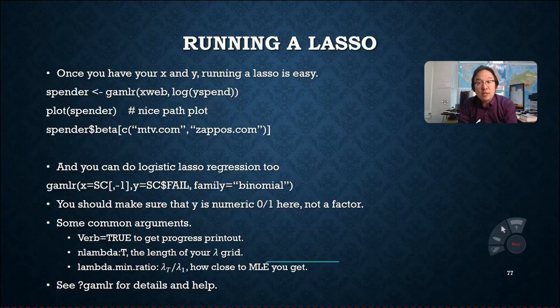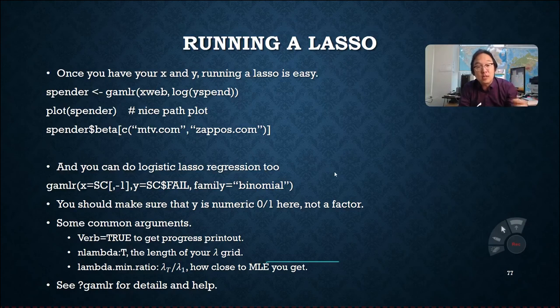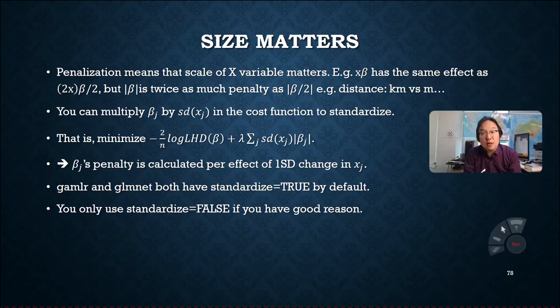Once you have your X and Y, running a LASSO is easy. The code looks like this, and you can do logistic LASSO regression too using this. Family binomial, don't forget. This has to be your dependent variable, and you should make sure that Y is a numeric 0, 1 dummy variable here, not a factor. Some common arguments: verb true to get a progress printout, T, the length of your lambda grid, and lambda min ratio, how close to the MLE you get. The help function is there for you as well.